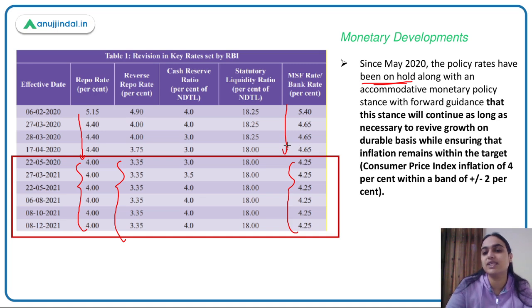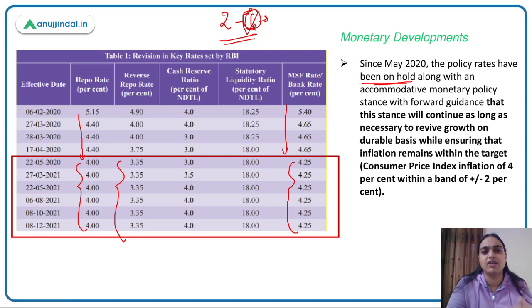And all this is done keeping in mind the target inflation rate of 2 to 6%. At times, the inflation reached the upper threshold. At times, it exceeded it as well. But still, for a long period of time, it has been within the RBI's target level. So keeping that in mind, this very monetary policy has been formulated.